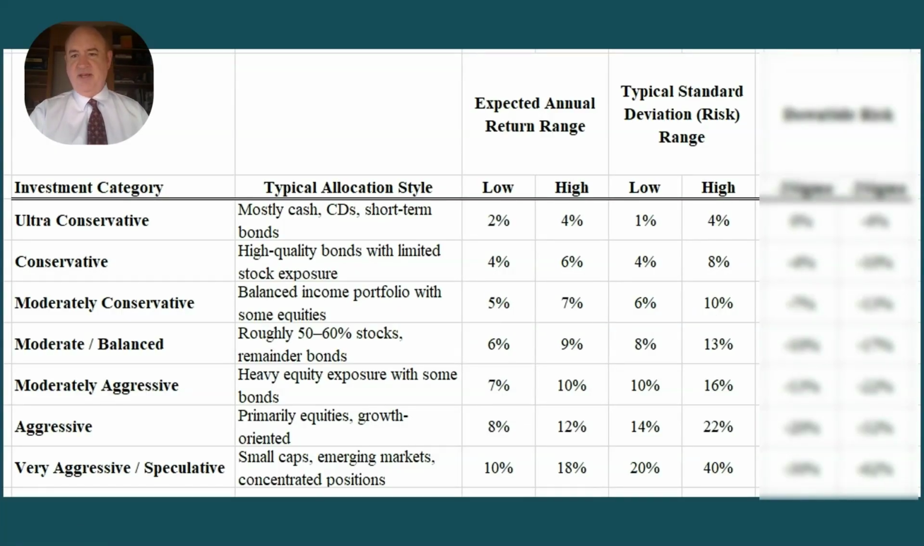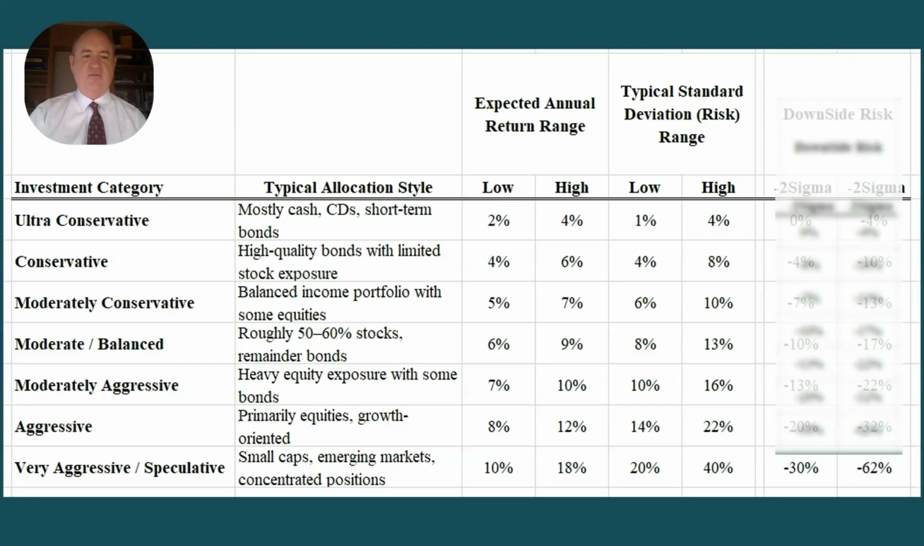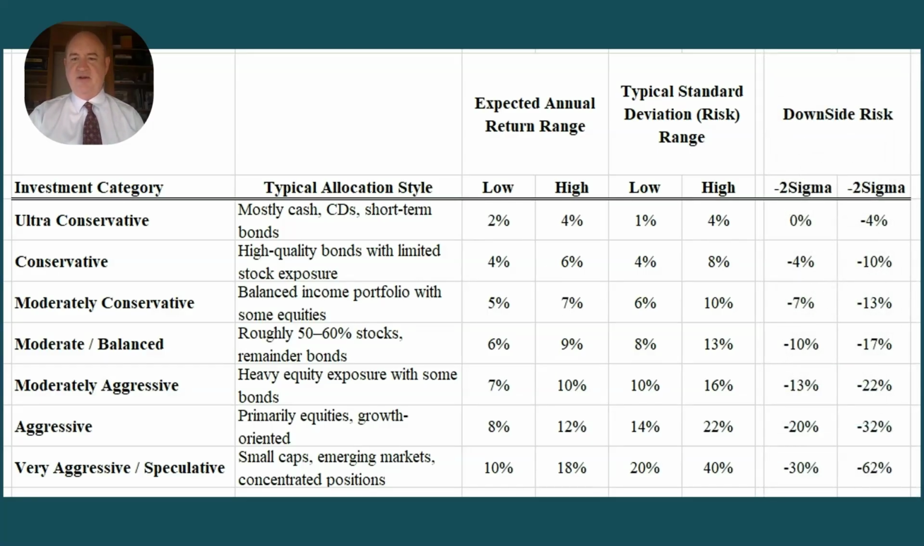Now I want to put in that -2 sigma line. Moderately conservative puts you at -2 sigma from -7 to -13. That is, in any 1 year, there is a chance that you're going to lose from 7 to 13%. In the long run, you're going to be making this 5 to 7%, but in the short term, there can be a down year. We want to focus on the worst of this as we consider risk. So let's focus on this column. If you're conservative, that means you're down at -10%. If you're aggressive, you're going to be able to tolerate -32%.